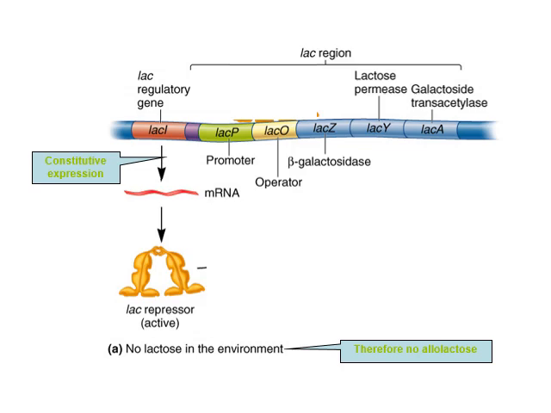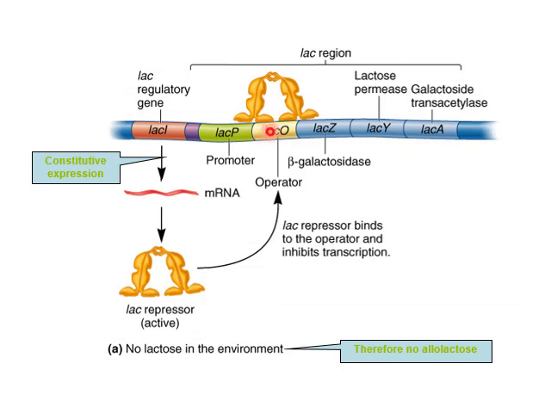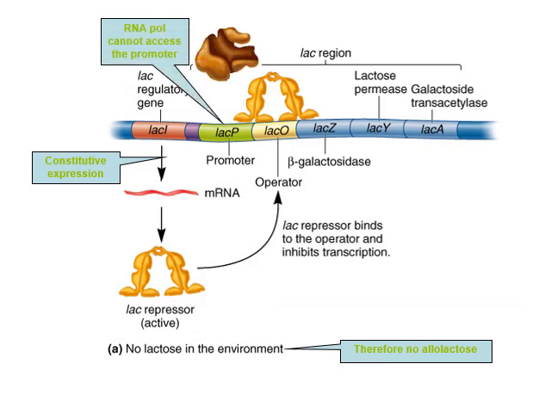But in the absence of lactose, and therefore allolactose, this LAC repressor is active, and it can bind to the operator site. And when it does this, it denies the ability for the RNA polymerase to access the promoter, and as a result, you get much lower levels of transcription of the various LAC structural genes. So this is the repressed state.